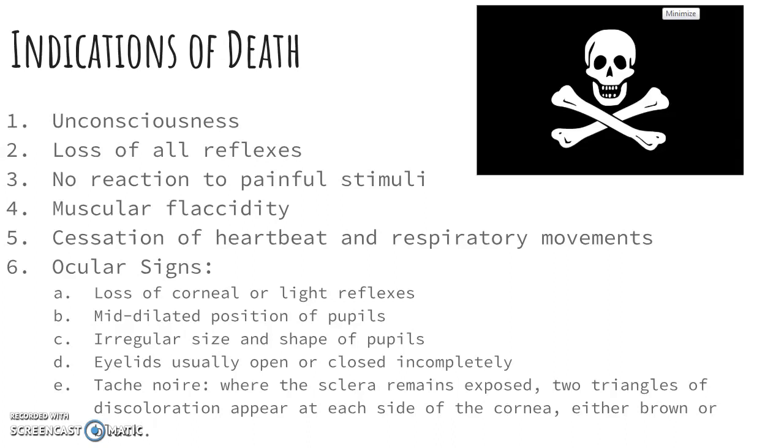Eyelids are usually fully open, or if they're closed, they're not closed completely. And then there is another thing called tache noir, where the sclera, which is the whites of the eyes, remains exposed, and two triangles of discoloration appear at each side of the cornea, and they're either brown or black, which I'll show you in a few slides.